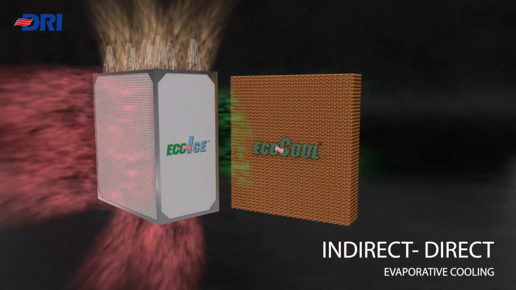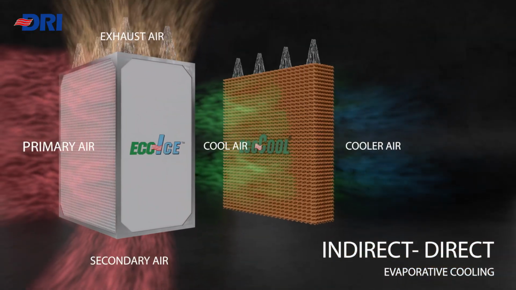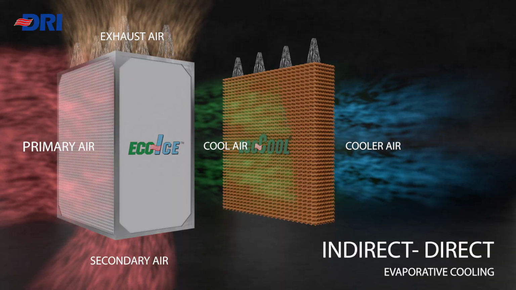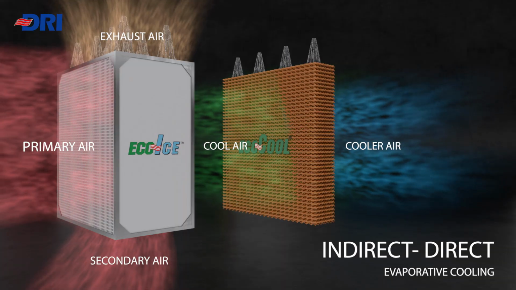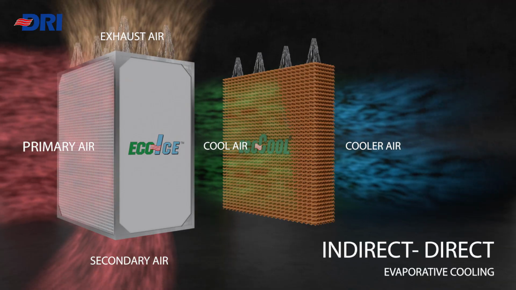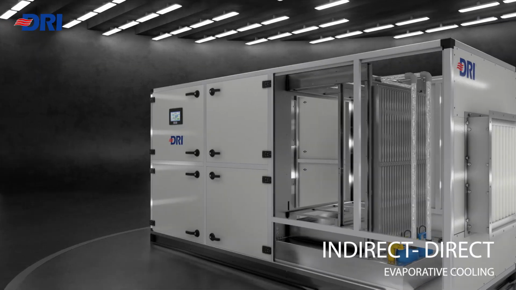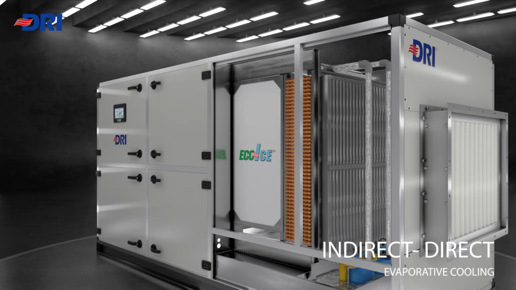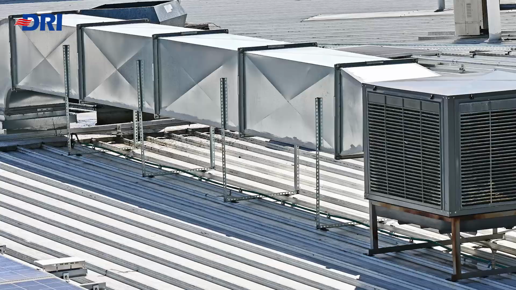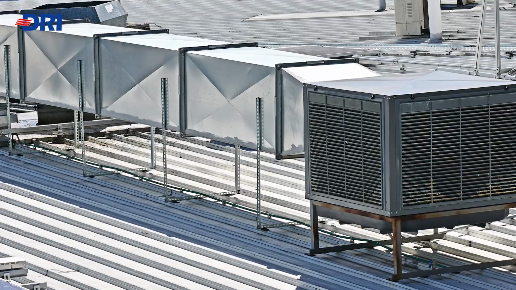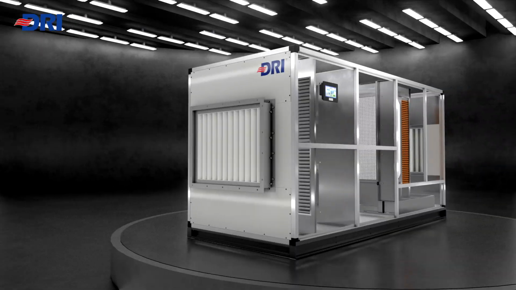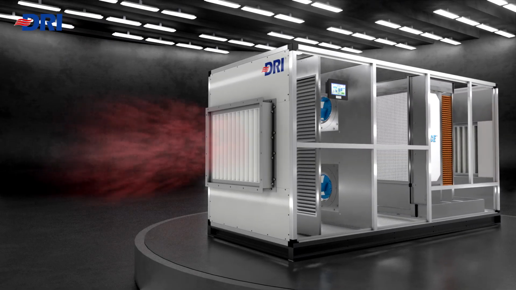The now cooled and dry primary air enters the direct evaporative cooling stage. Here, it passes through specially designed wet cooling pads, where a second stage of natural evaporation brings the temperature down even further, still using 100% fresh air. Traditional evaporative cooling is limited by the wet bulb temperature of incoming air, but combining indirect and direct evaporative cooling processes can achieve even lower temperatures.